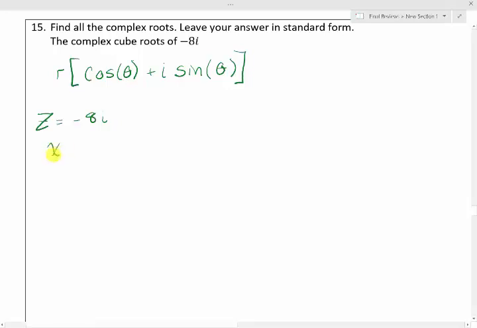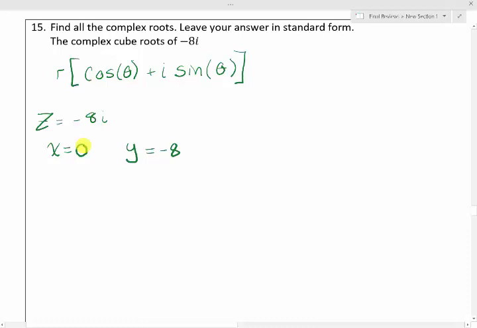So our real part is that number that would be usually in front of the imaginary part. And our y is the number that's in front of our i. So our y is negative 8. Since I don't have a real part, it must be 0. So x is equal to 0.